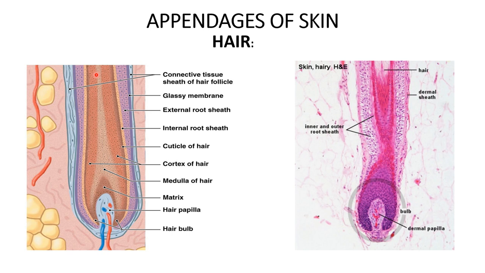The hair shaft consists of epithelial cells arranged in 3 layers. That is the medulla, which forms the central axis. As you can see here, it is in the center, forming the central axis with 2 or more layers of cuboidal cells.